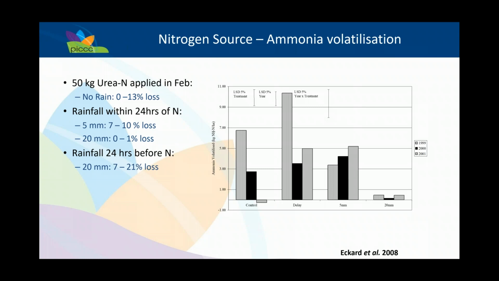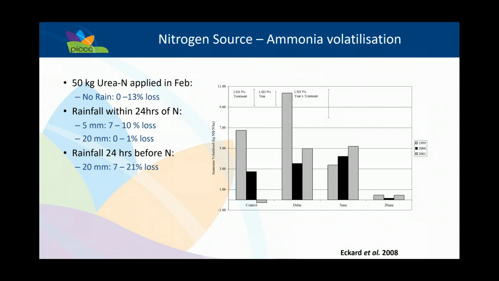And so we had a control treatment, the treatment on the left, in three different years, where you can see 50 kilograms of nitrogen applied in the middle of February with no rain at all, and it varied between zero, which was a wet February, through to a very dry, hot February, where we lost 13% of the urea in that application. So I'm showing this as an extreme example.